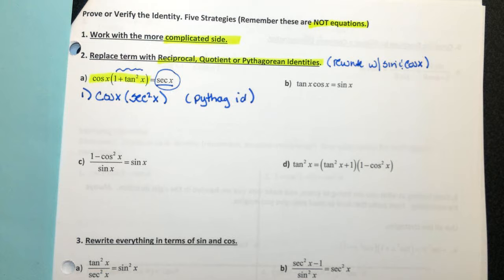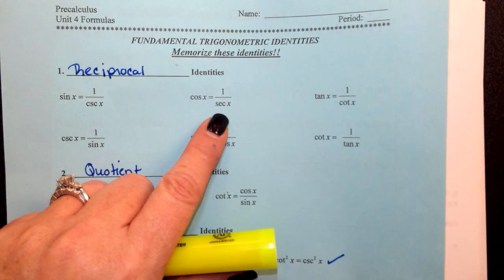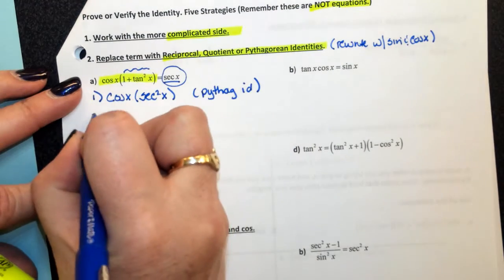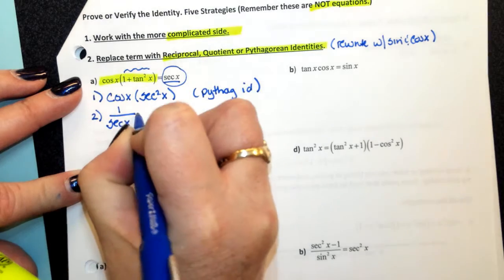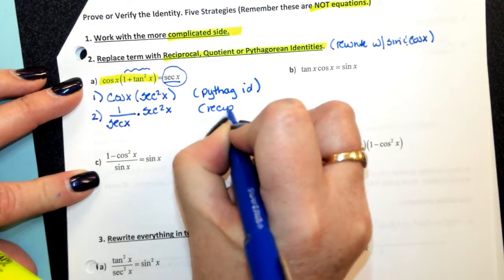Well, what's the relationship between cosine and secant? They are one over each other. Reciprocals. So go to your reciprocal identities. What is cosine of x equal to? Cosine of x is equal to what? 1 over secant. So that'll be the second thing I'm going to do. So cosine of x is equal to 1 over secant of x times secant squared of x. And that's your reciprocal identity.